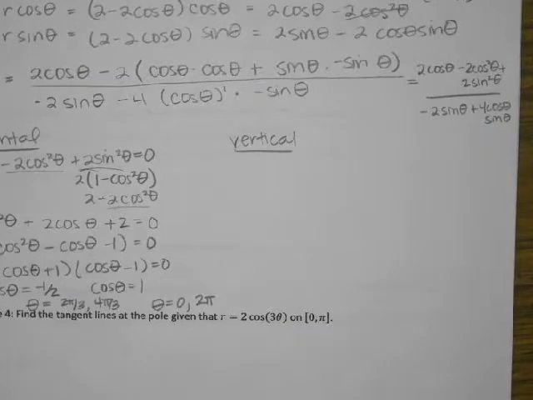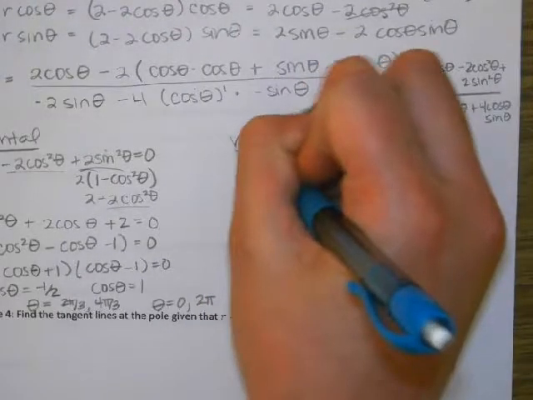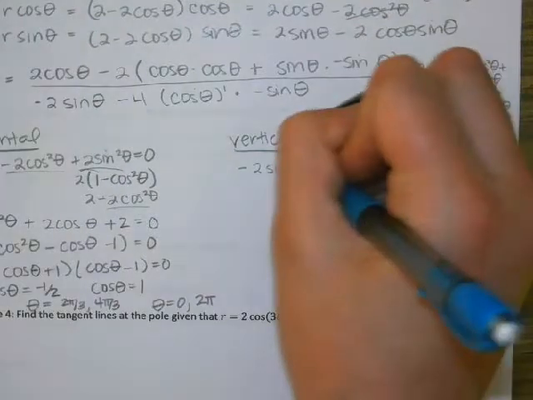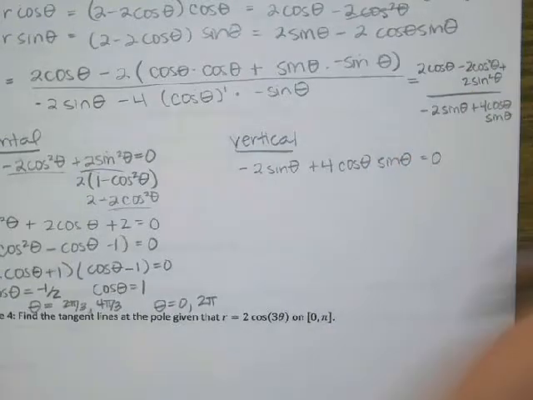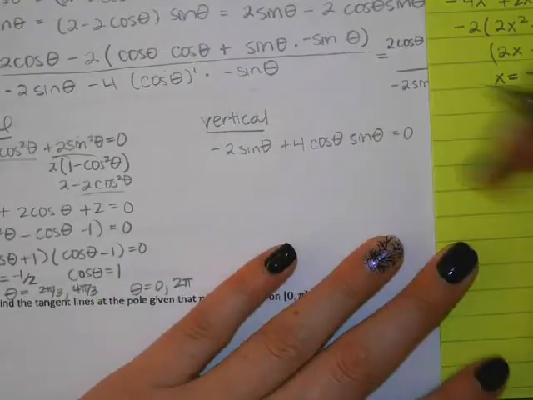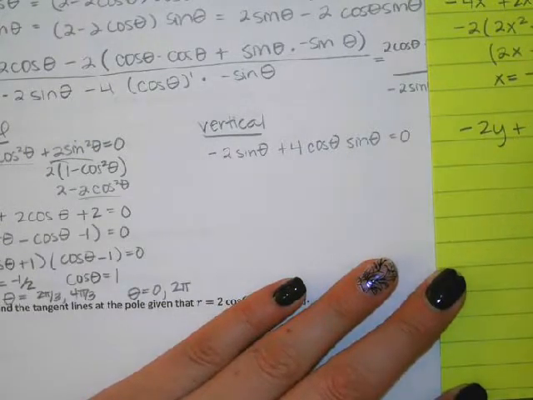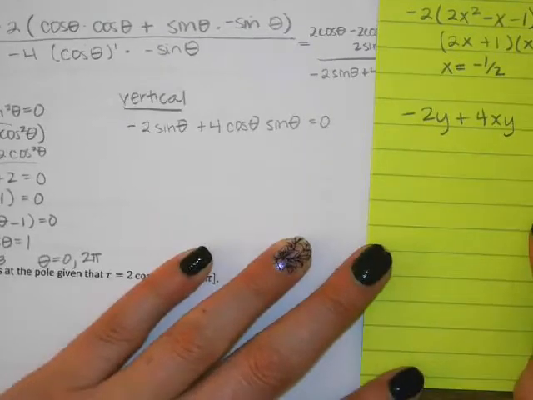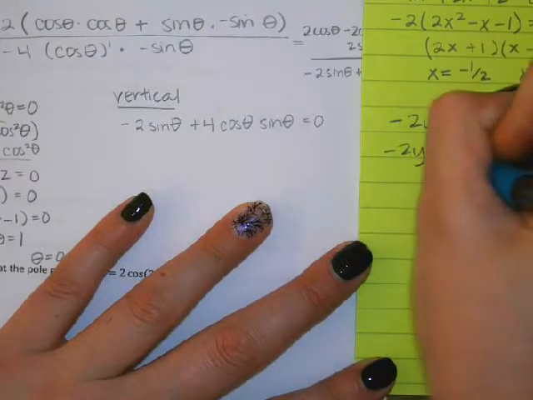All right. What do we have to do for vertical? Set the bottom equal to 0. So -2 sine theta plus 4 cos theta sine theta. And the nice thing about this one is it's pretty easy to factor. This is like if you were factoring -2y plus 4xy. You could take out a y, and what else could you take out? And what would it leave you with?